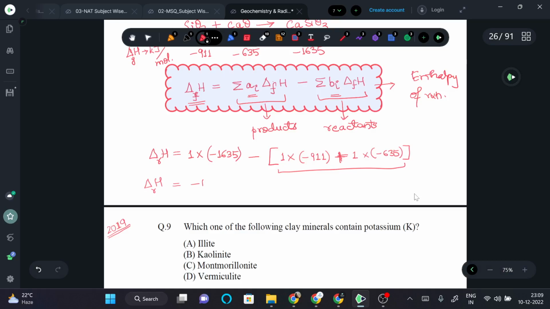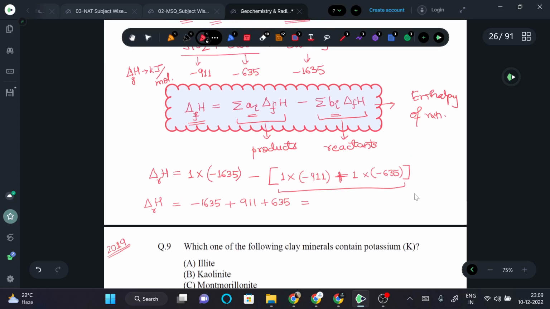This is minus 1635, minus minus, this will become plus 911. This minus minus will again become plus 635. So what will this come out to be? Minus 89. Okay, minus 89 kilojoule per mole.